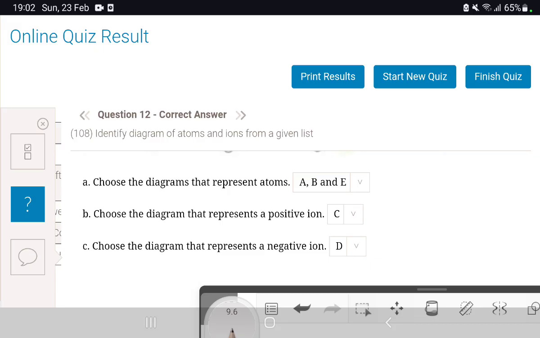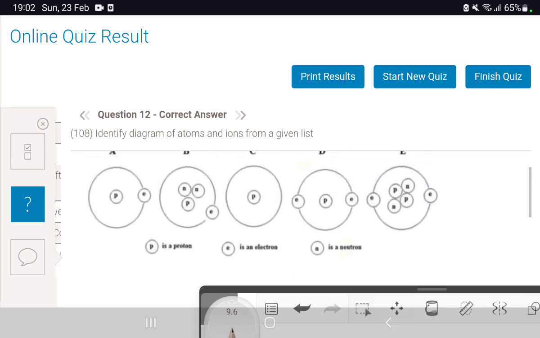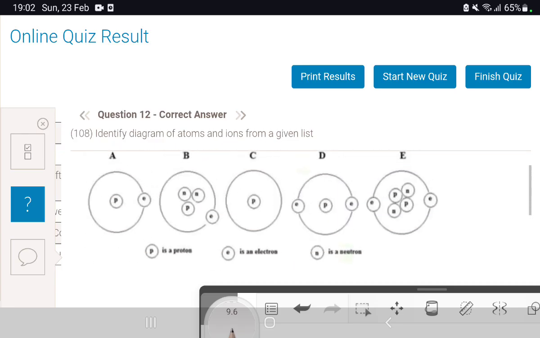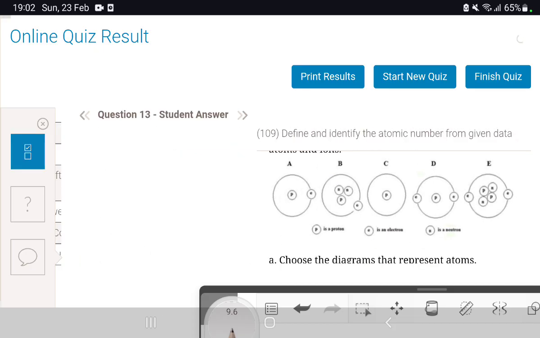Choose the diagram which represents a positive ion. A positive ion is an ion which has more protons than electrons, which is C. Choose the diagram which represents a negative ion. A negative ion is an ion with more electrons than protons, so it's D. Number 13.